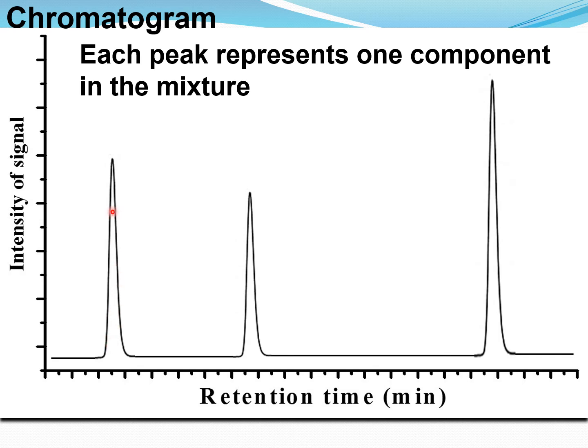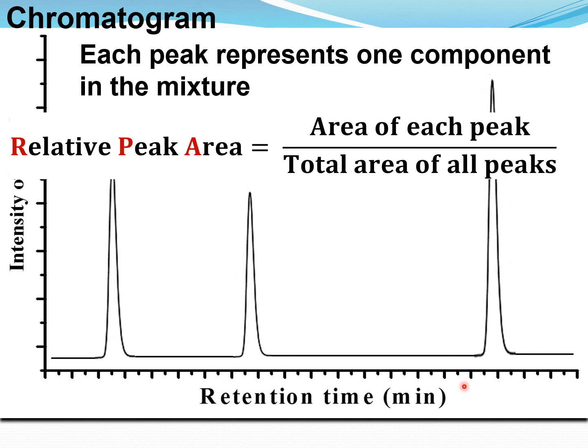Now instead of using this intensity directly, there is another way which is a little more accurate to find out the composition, and that is the relative peak area. Relative peak area means the area of each peak divided by the total area of all peaks. So this relative peak area is directly proportional to the composition. Composition in terms of weight is called weight percentage.